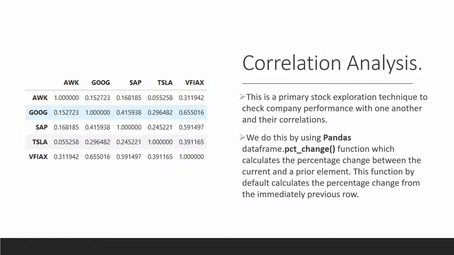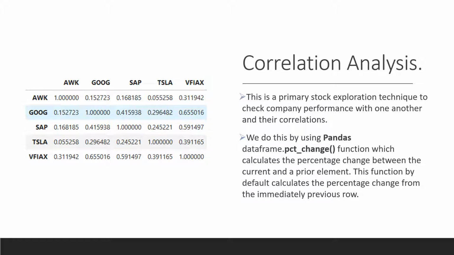The correlation analysis. So this is a primary stock exploration technique to check the companies' performance with one another. What we are doing over here is correlating the returns. There is a function, the pandas DataFrame pct_change. This function calculates the percentage change from the immediately previous row and forms this matrix. As you can see, the diagonal is all one since there is no change between the company and itself.